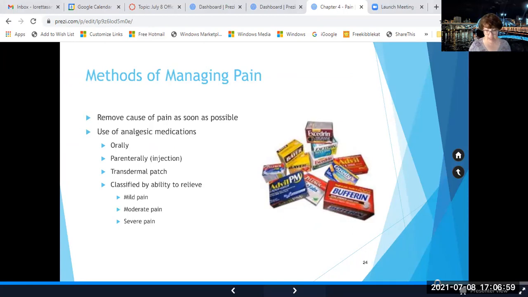For mild pain, pain can be managed in a number of ways in addition to removing the cause of pain as soon as possible. The most common medical method is the use of analgesic medications. So these drugs can be administered in a lot of different ways. So orally, parenterally, by injection, transdermal patch. Usually analgesic medications are classified by their ability to relieve pain, mild, moderate, or severe pain.